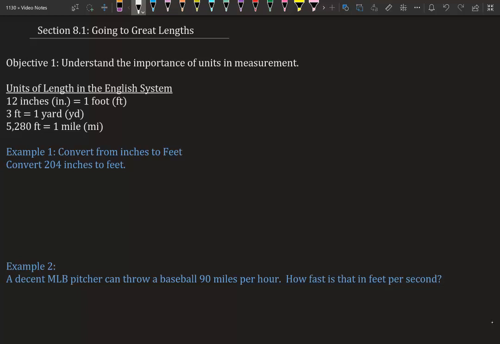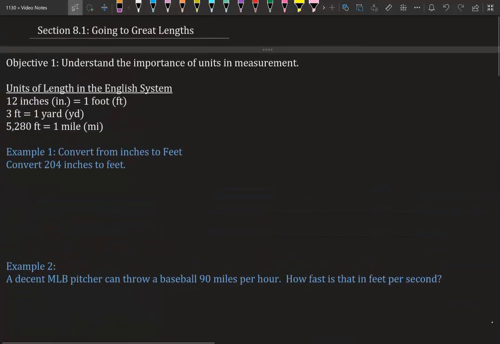8.1 Going to great lengths. We're going to understand the importance of units. 12 inches is 1 foot, 3 feet is 1 yard, 5,280 feet is 1 mile. Let's convert 204 inches to feet.